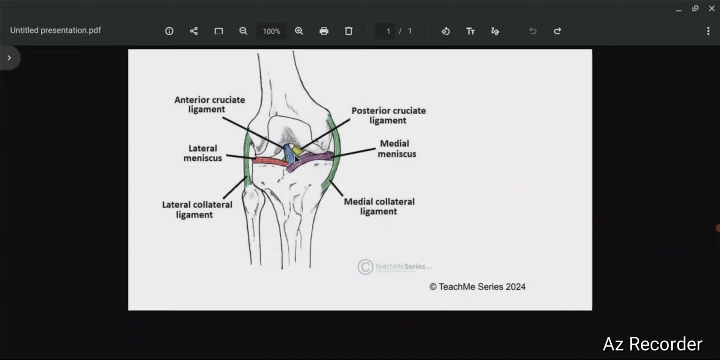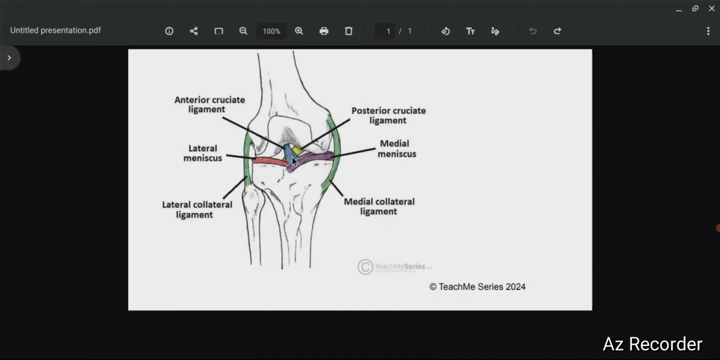The posterior cruciate ligament is shown in yellow. It starts from the medial aspect of your femur and inserts on the posterolateral aspect of your tibia. This is the posterior cruciate ligament, and the other one is the anterior cruciate ligament. It starts from the lateral aspect of your femur and inserts on the medial aspect of your tibia, but anteriorly. So this is the anterior cruciate ligament.